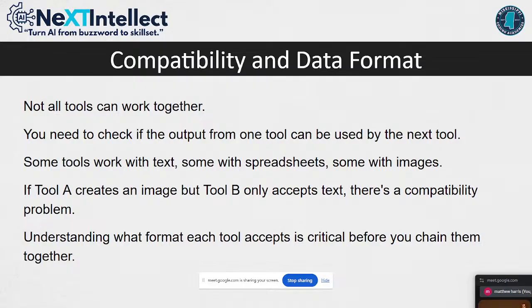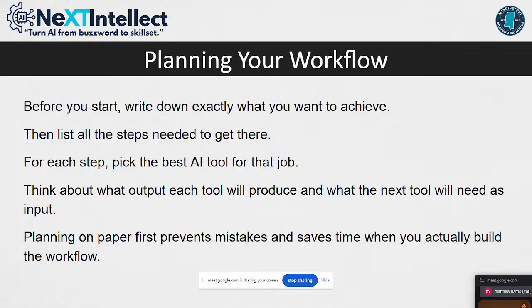Now, when we're working with tool A and B and handing off output from one into the other as its input, note that not all tools work together. Okay, so you have to see if the output from one's going to be compatible with the other. Some tools specifically work with text, or that's what they excel with. Some work with spreadsheets, some work with images. If tool A creates an image but tool B only accepts text, then you have a compatibility problem. You're not going to upload your image into that tool. Understanding what format each tool accepts is critical before you chain them together.